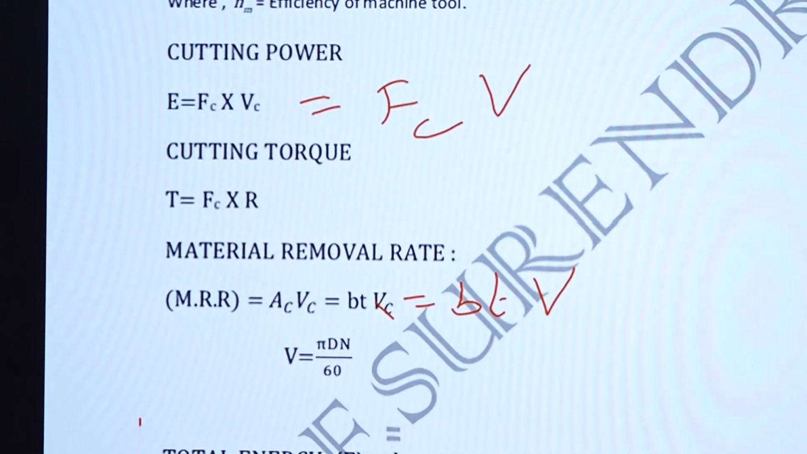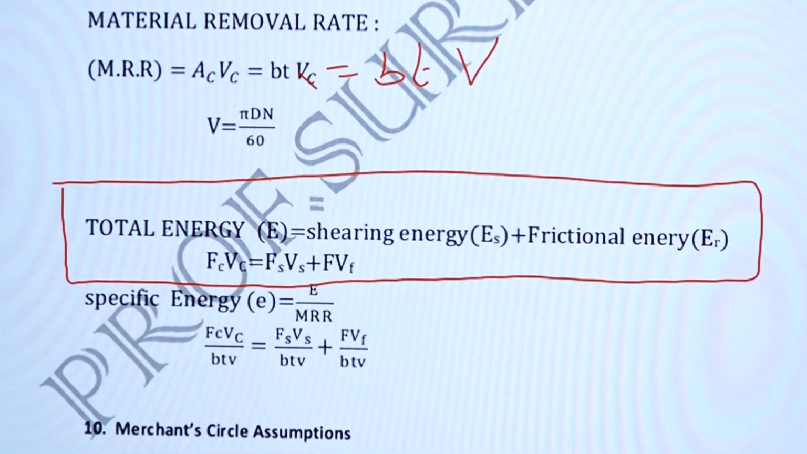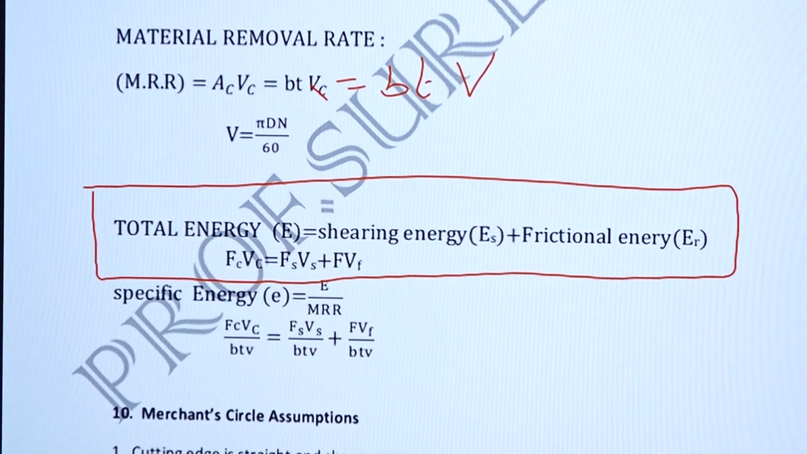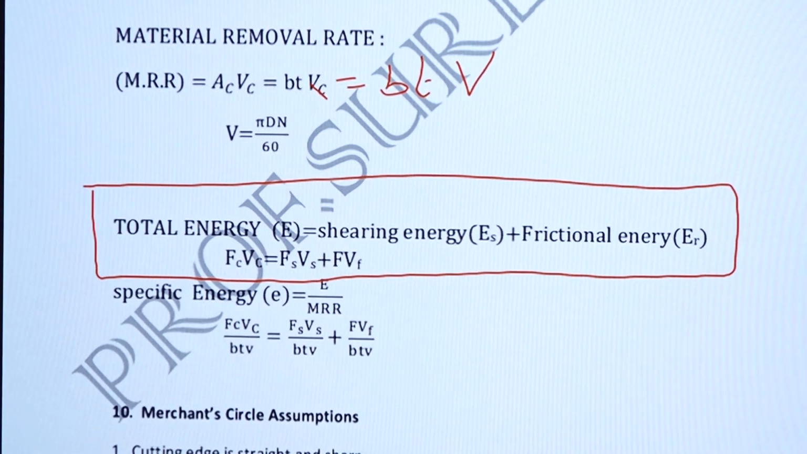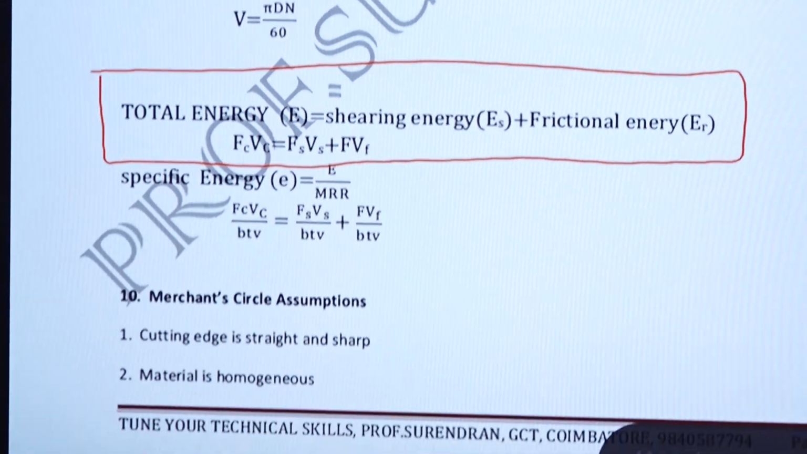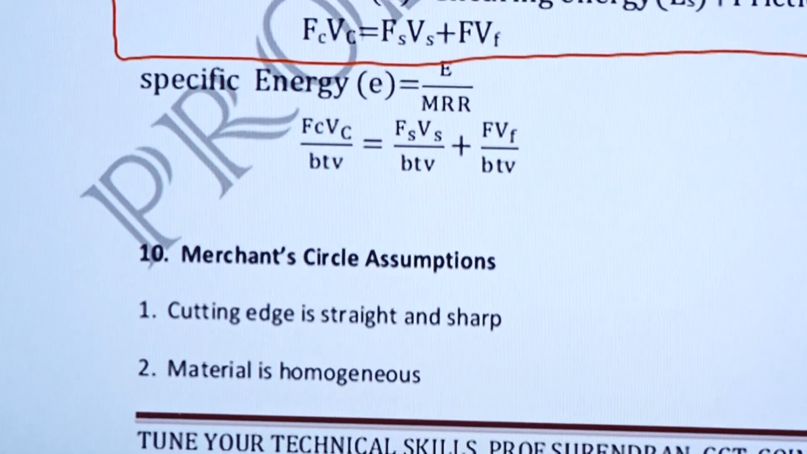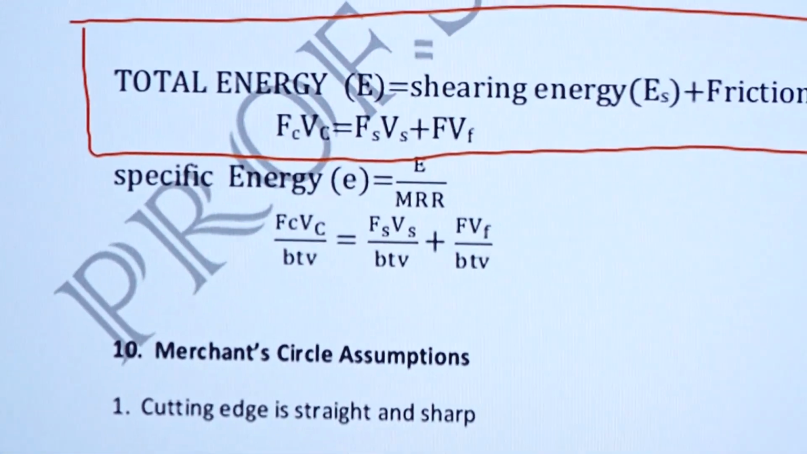So this is the total energy formula, already mentioned. Total energy equals shear energy plus frictional energy. To calculate the specific energy, we have to divide by the MRR. What do we mean by specific energy? Energy per unit MRR is the specific energy.